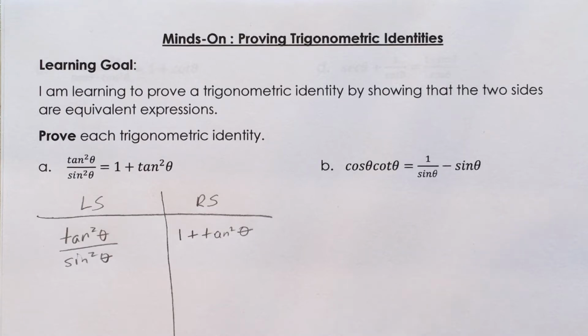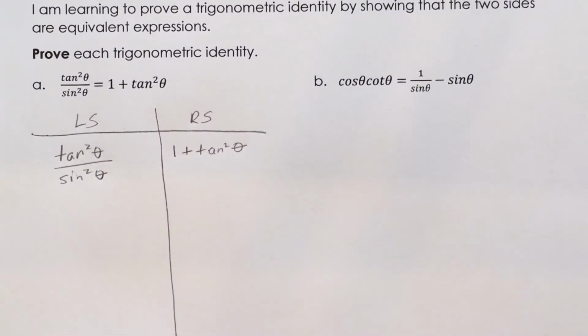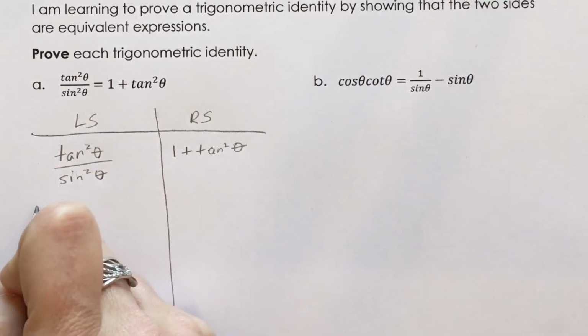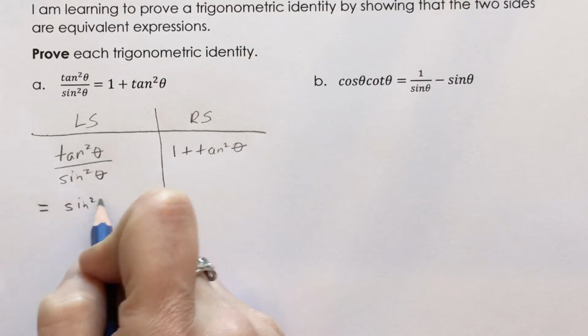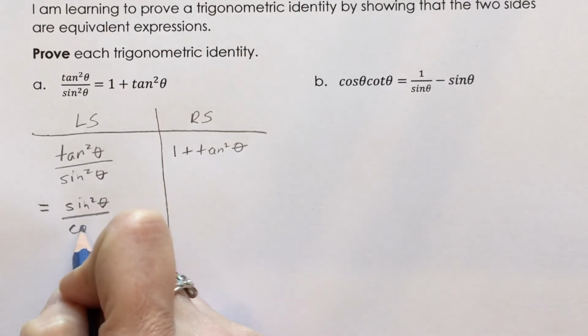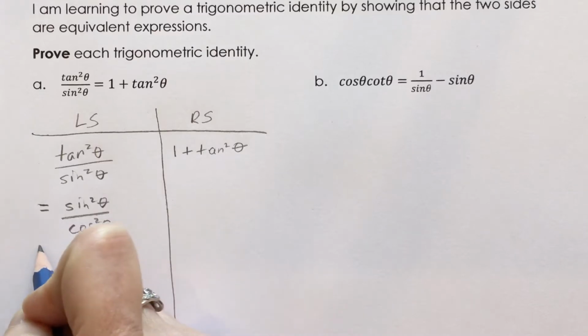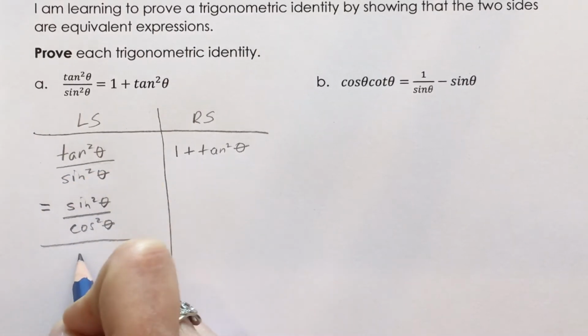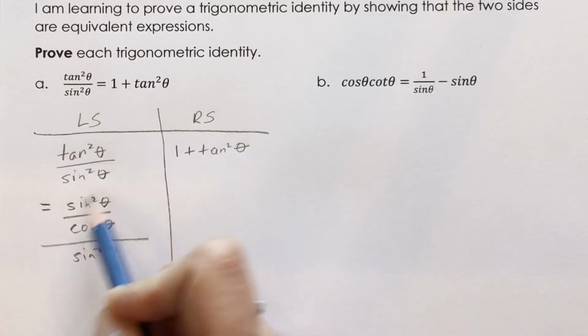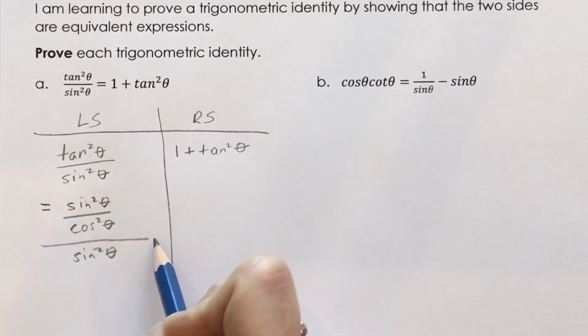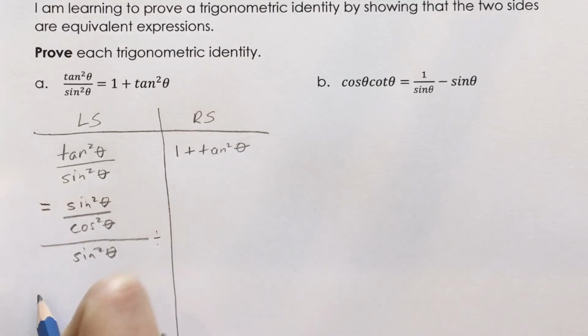And one of the most important strategies we use is to try to write everything in terms of just sine and cos. So we know that we could write tan squared theta as sine squared theta over cos squared theta. And that's still over sine squared theta. So then we have a fraction in the numerator, and we're dividing by sine squared theta, so we can use the rule multiply by the reciprocal.